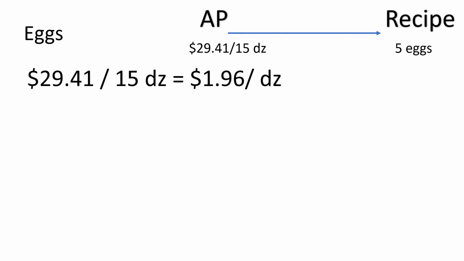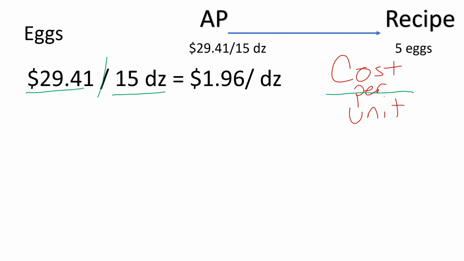Now this one is very simple, kind of like what we did with the breakfast plate math that we talked about early in the semester. $29.41 divided by our 15 gives us $1.96 per dozen. So remember, cost per unit. And what does that per represent? Division. Our cost of $29.41 divided by our unit of 15 dozen gives us our cost for 1 dozen.